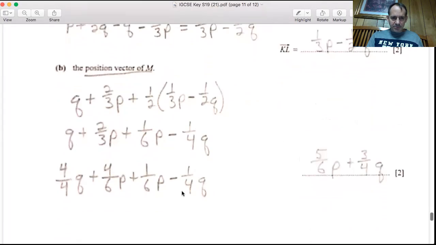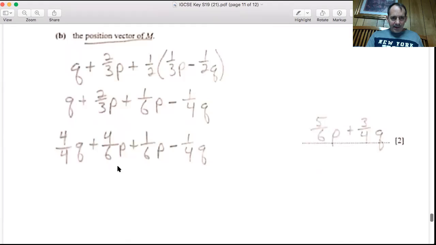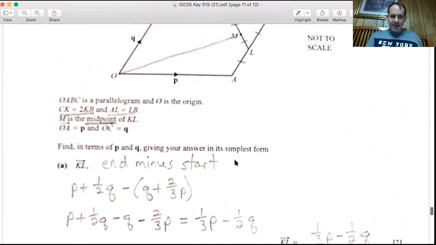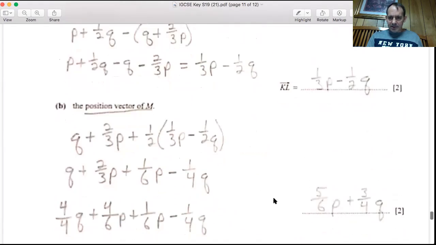Simplify your like terms. Here's your 2/3 P plus 1/6 P, and that gives you 4/6 P plus 1/6 P is 5/6 P, and a Q, which would be 4/4 Q minus 1/4 Q is 3/4 Q. So this is your vector here from the origin to M. So position vector means from the origin.